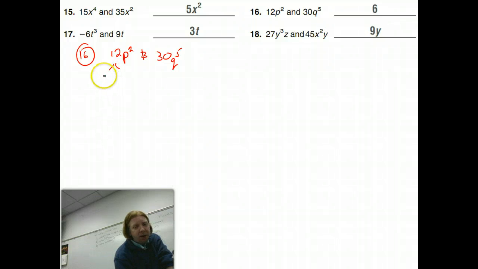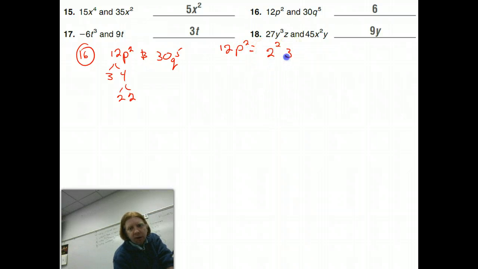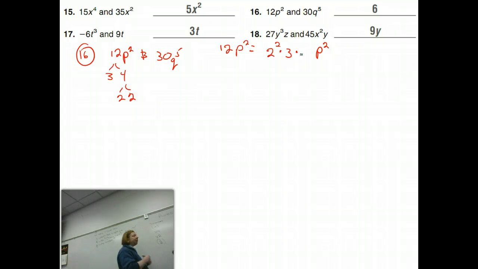So when I do the prime factorization of 12, that's going to be 3 times 4. 4 is 2 times 2. So the complete prime factorization of 12p squared is going to be 2 squared times 3 times p squared. And that's part of the process we talked about. Now, there are shortcuts, other ways to do this. If they work for you, that's great. But if you're not sure where to start, we start with the process of prime factorization, write it out.